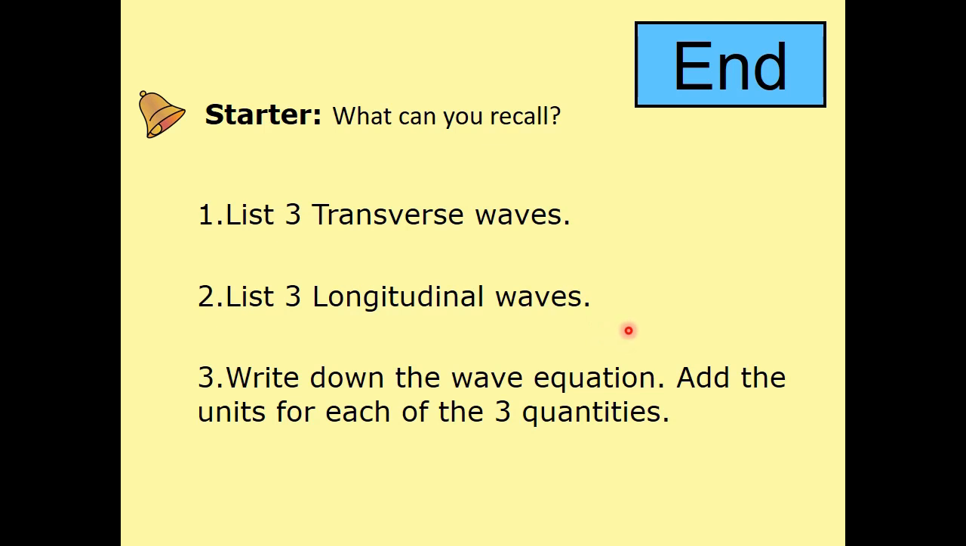The wave equation, I'm not going to apologise for keep coming back to this. I'm going to ask you it several times during the course of this lesson. It's really important. It comes up a lot. So the wave equation is the velocity of the wave equals the frequency of the wave times the wavelength of the wave. Velocity would be in meters per second, frequency in hertz, and the wavelength would be in meters.